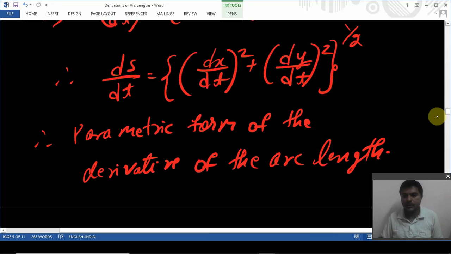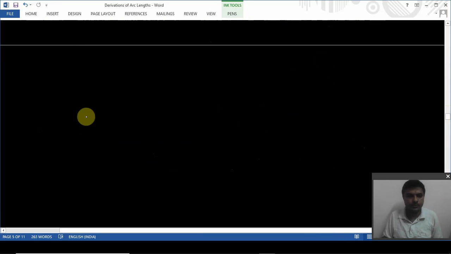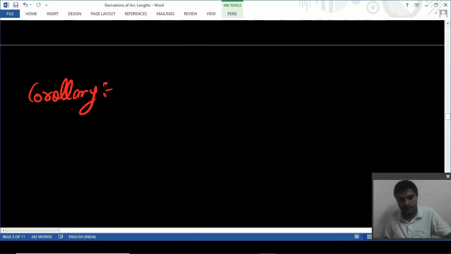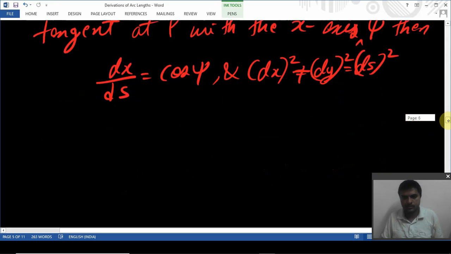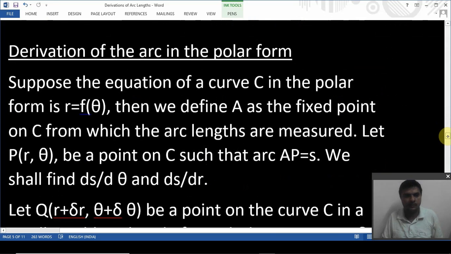Okay, quickly we will go with the corollary. Very important, because in the next derivation we are going to use this. So you can just note it down. Next we are going to derive the derivative of arc length in the polar form.